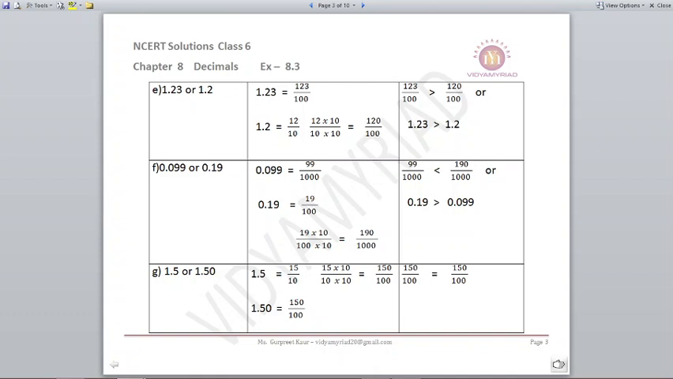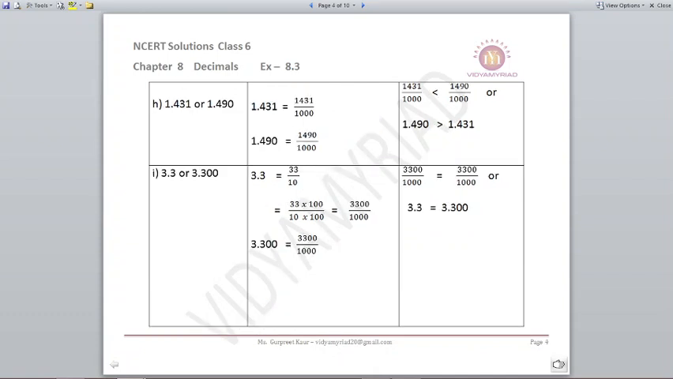G part, 1.5 or 1.50. So 1.5 means 15 upon 10. 1.50 means 150 upon 100. So converted into hundreds, the first one becomes 150 upon 100. Both are same, so we will put the equal to sign. Nothing is greater here.